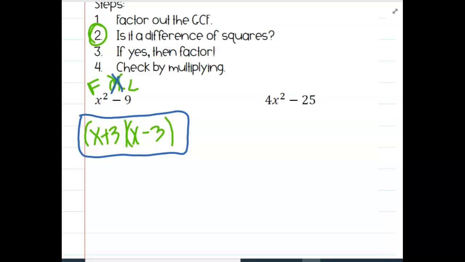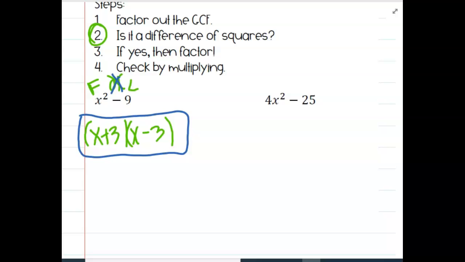Okay? Let's jump to this one here. If we did 4x squared minus 25, first thing, we want to check for greatest common factor. Now, I might need to take an extra second for this one. So 4 and 25, is there anything you can divide out of 4 and 25?